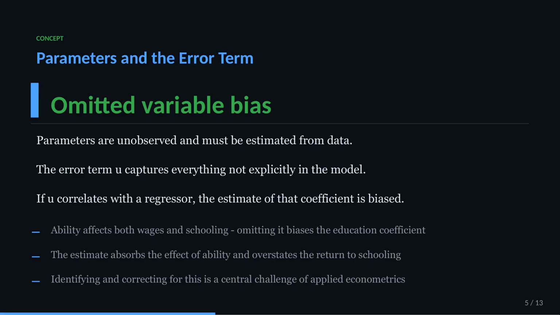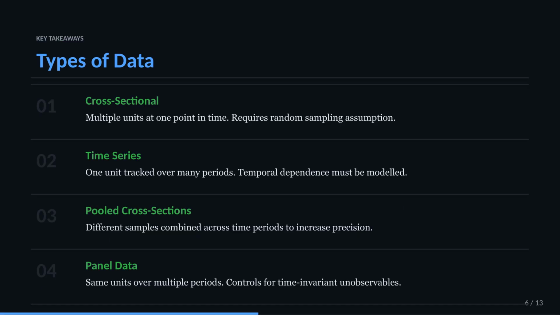The kind of data we have strongly shapes the econometric method we use. Cross-sectional data gives us many units observed at one point in time. Time series data tracks one unit across many periods. Pooled cross-sections combine different samples from different years. Panel data follows the same units across time. These structures are not minor details. They determine which assumptions are plausible and which tools are appropriate for estimation and inference.